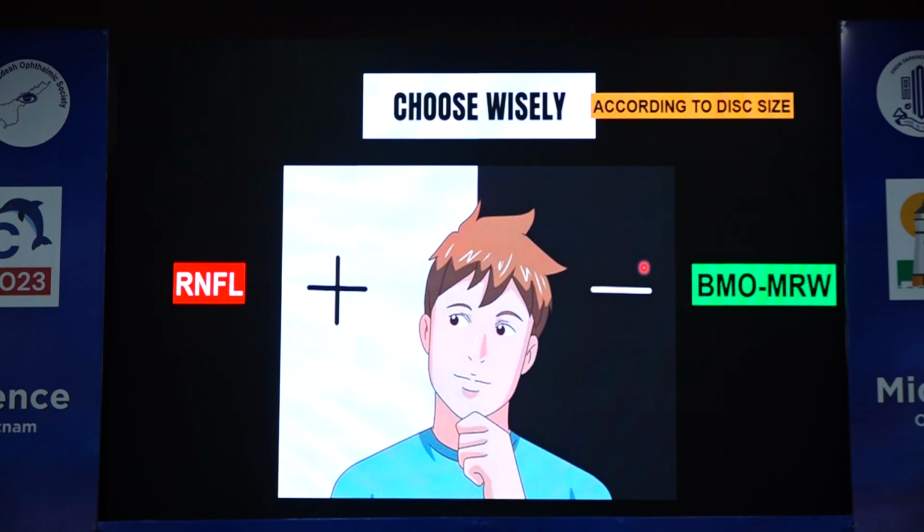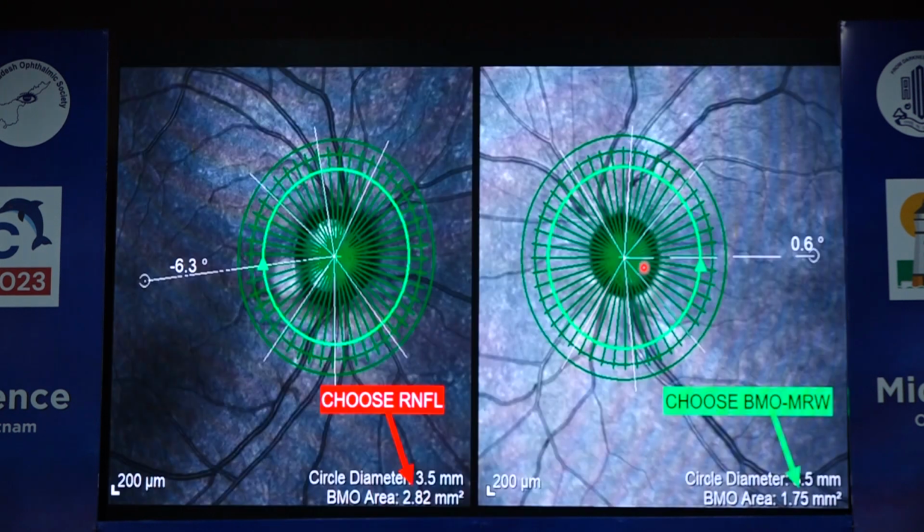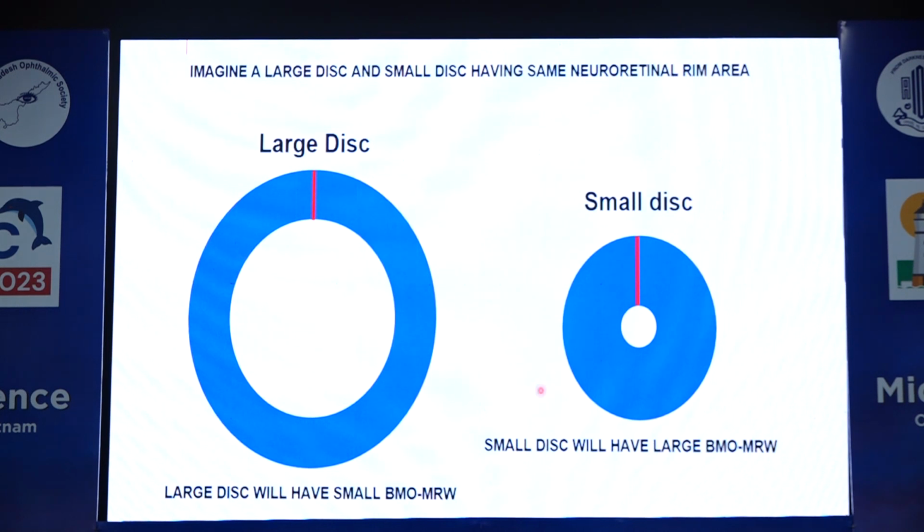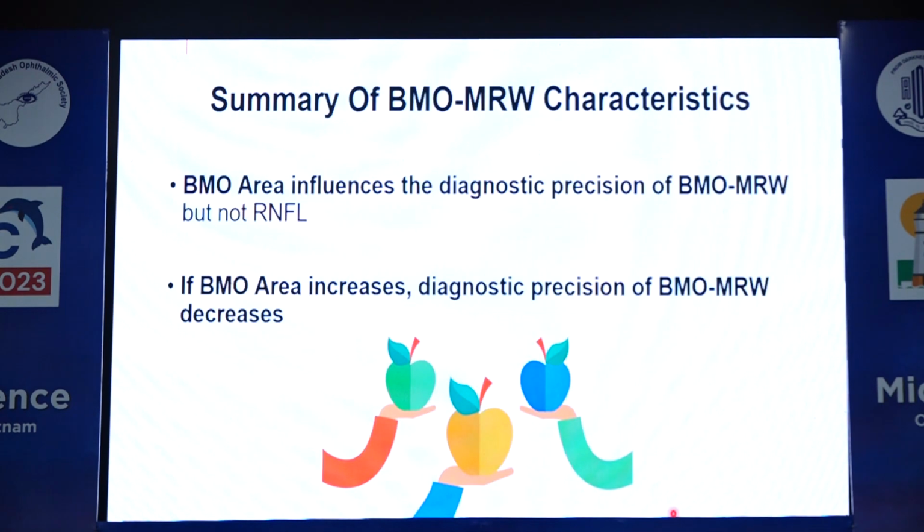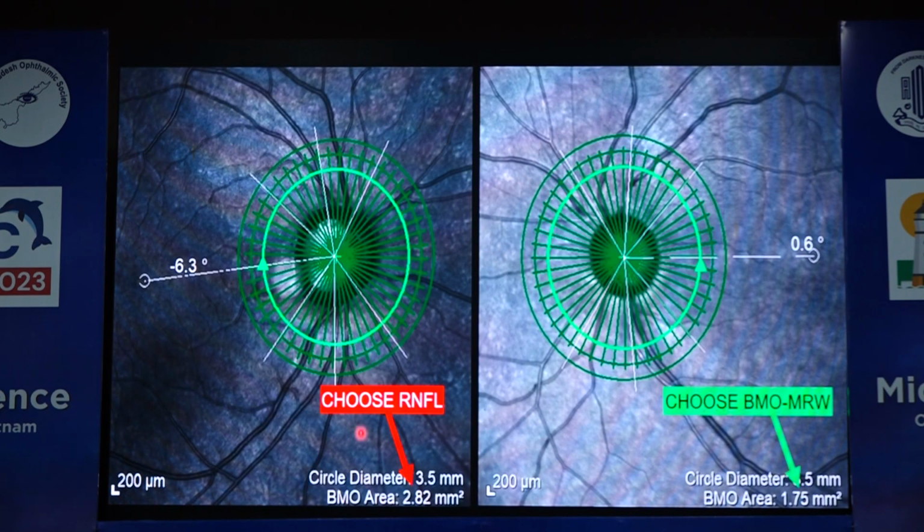One of the limitations in OCT that we need to keep in mind when we are evaluating is that a small rim thickness doesn't always mean that the RNFL is also damaged, because it works both ways depending upon the disc area. So always keep in mind, choose your RNFL if you see that the BMO area is very large. As I showed you in this image, when the disc area is very small, the BMO MRW may seem to be larger. So at that time, you will have to choose BMO MRW, and when the BMO area is more, you will have to choose RNFL. So these are simple tips and tricks that you need to keep in mind.